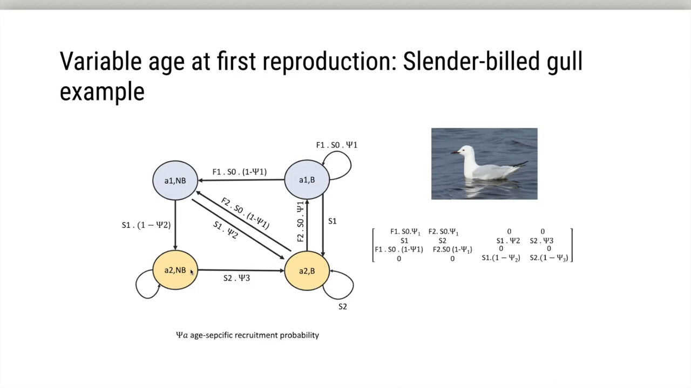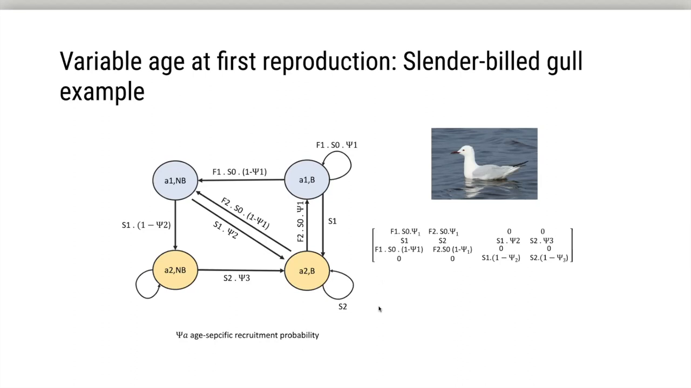And you can model the transition from non-breeding state to breeding state with probability of survival times probability of becoming a breeder. So the new parameter you need to introduce here, psi, would be the age-specific recruitment probability, so the probability of becoming a breeder. So in the Leslie matrix, you now have fecundity rates, survival rates, and also survival times probability of becoming a breeder, which is the probability of transition from non-breeder state to breeder state at each time step.